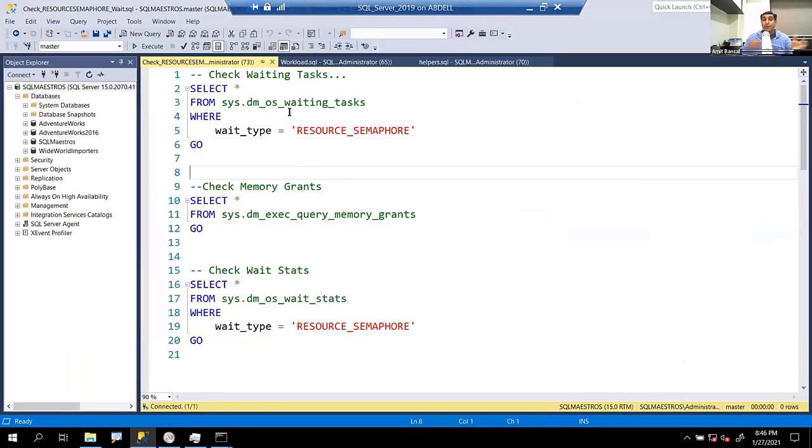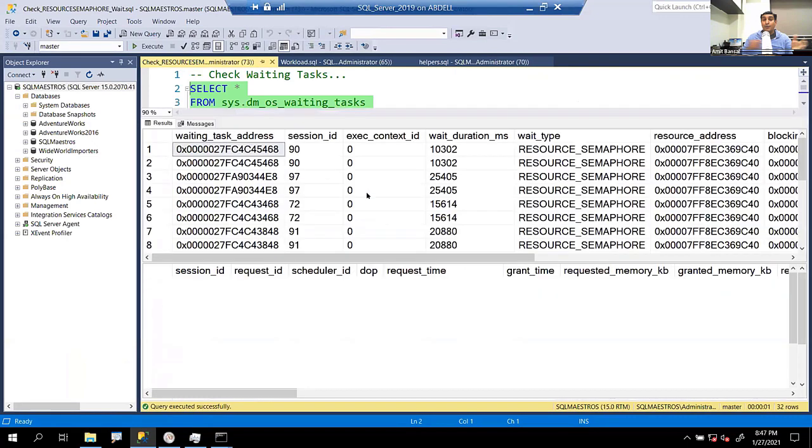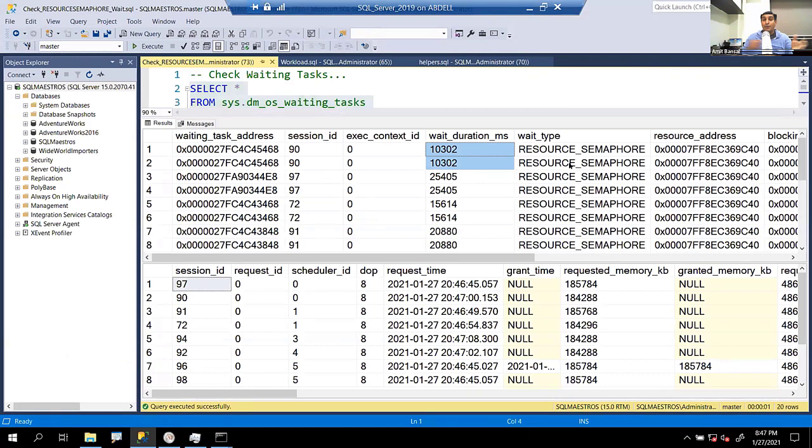And if you run the waiting tasks DMV and filter on wait type resource semaphore, and let's only do this much, and another helper DMV called dm_exec_query_memory_grants, you will get some information. So now you can see that so many different workloads are waiting on resource semaphore.